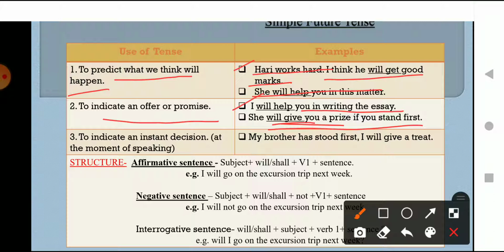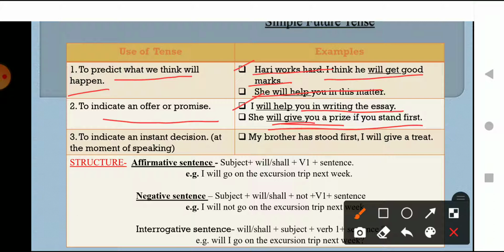She will give you a prize if you stand first. Let's say I am promising someone that if you do this, I will give you this particular thing. So in this sentence, what is given to us is that she will give you a prize if you stand first. I mean, I am saying that if you are going to get first position, then as a prize I will give you something. Okay.